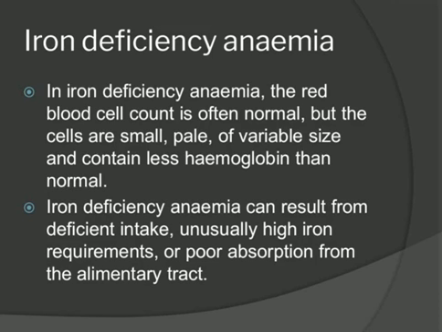The normal amount of hemoglobin in each cell is regarded as the mean cell hemoglobin. Now, iron deficiency anemia can result from deficient intake of iron, usually high iron requirement or poor absorption from the alimentary tract.